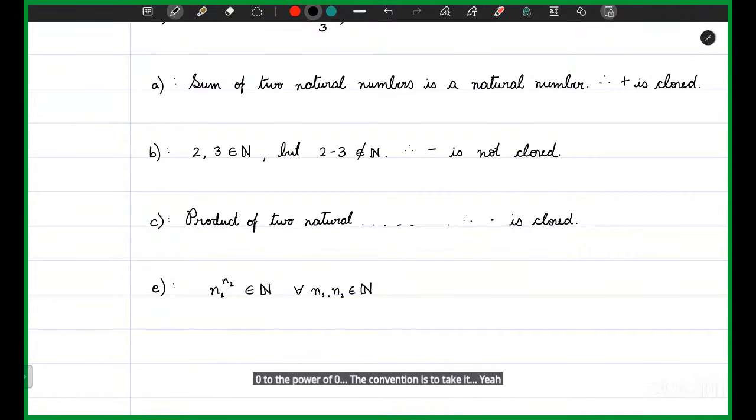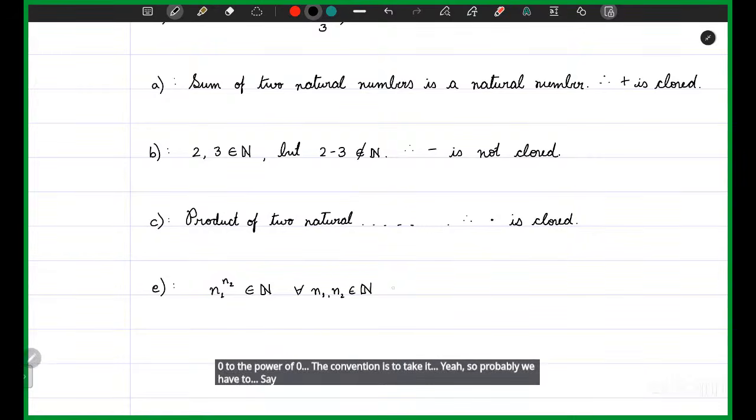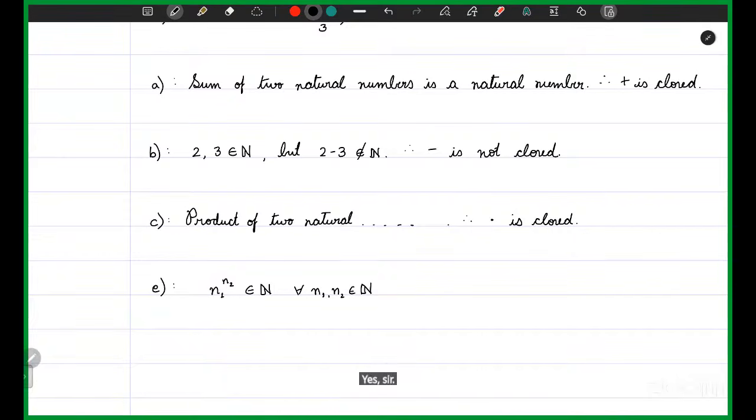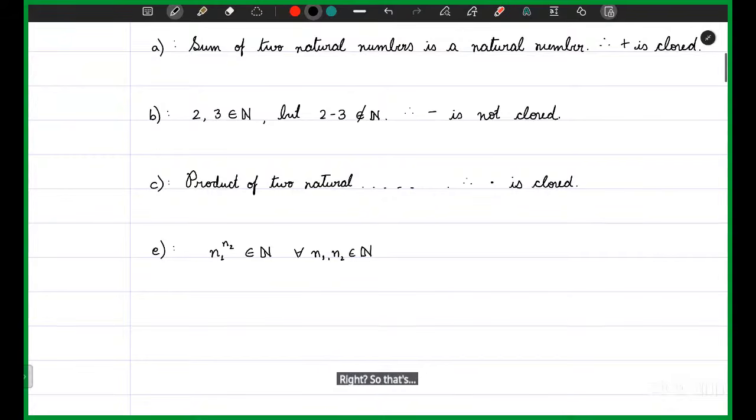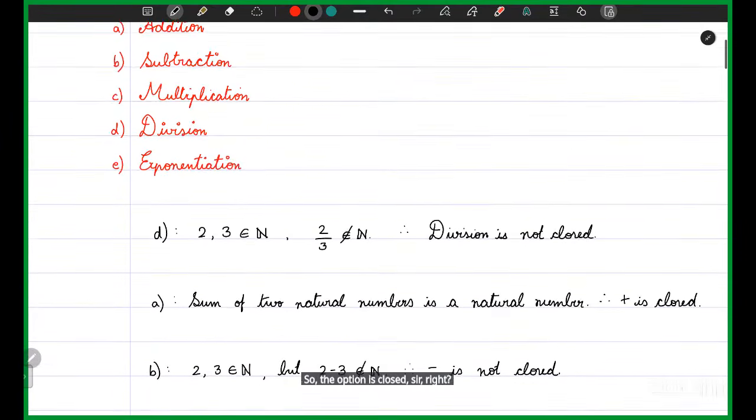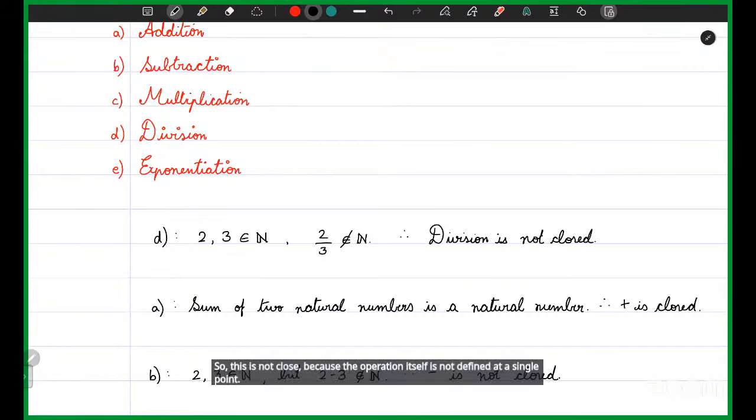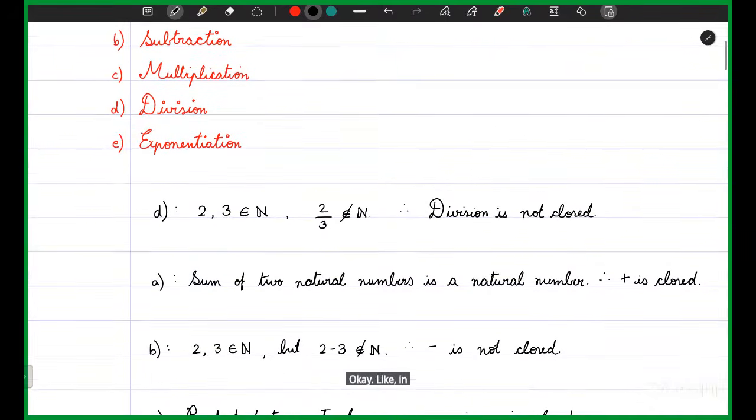So probably we have to say that this is not closed because that is not even defined, right? But sir, 0 to the power 0 is 1, I think. No, that's not the case here. Any number to the power 0 is 1, but 0 to the power 0 is not defined actually. So option B is not closed, because the operation itself is not defined at a single point.